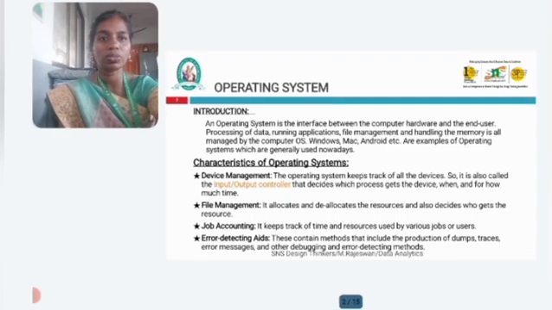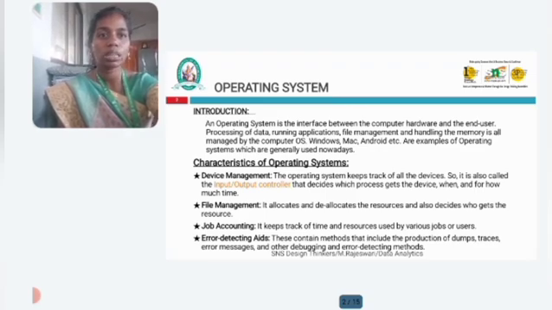For processing of data, running applications, file management and handling the memory, all are managed by the computer operating system. So the operating system manages many jobs such as running applications, processing of data, file management and handling the memory, that is memory allocation. It is all managed by the operating system of each and every system.